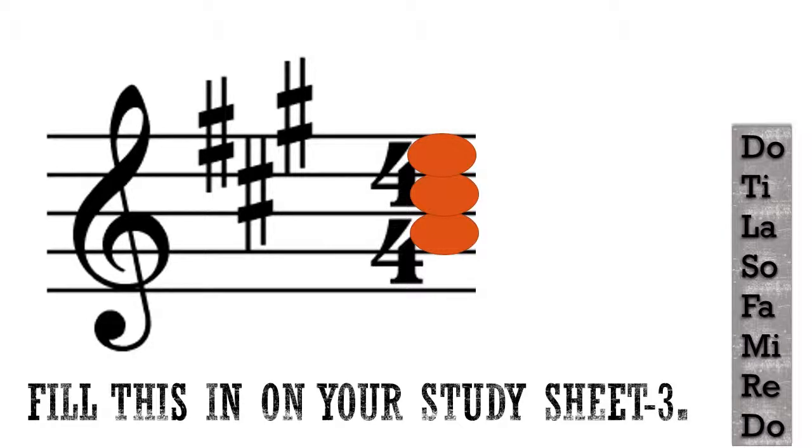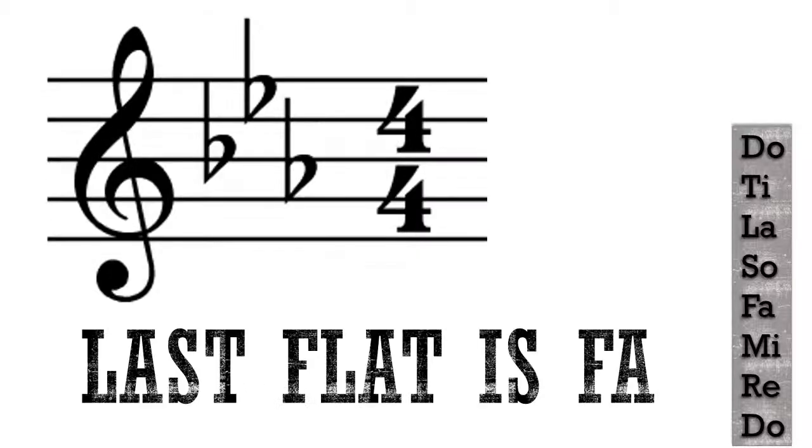Now fill this in on your study sheet. This is example number 3. You're just going to write in do, mi, so, the pitches that I have on the screen right now. And once again, you're thinking about where do, mi, and so are, and then you can find that in between do and mi is re, in between mi and so is fa, right above so is la, and you can figure out all these other pitches.